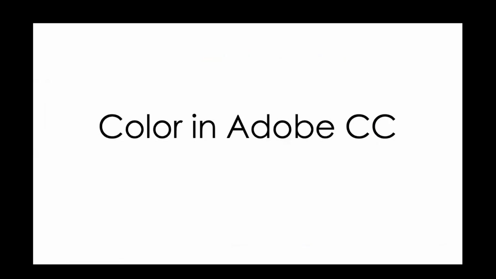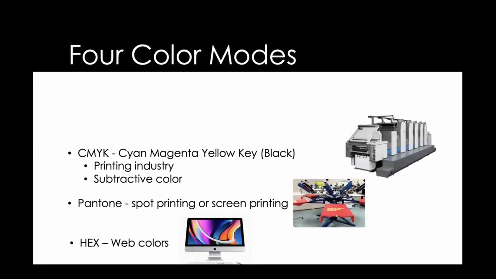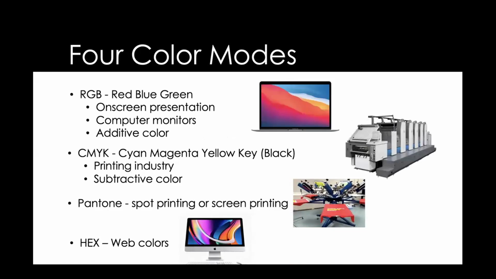So let's talk about color in relationship to Adobe Creative Suite. We're going to have 4 color modes. The first one is RGB. That's the color mode that your computer uses. I mean, you're looking at a screen right now, watching this video, and all of those colors are being made with light. So that's one color mode, RGB. CMYK is a color that is used whenever you're printing, and it's a subtractive color, while RGB is an additive color. I'll explain more later.